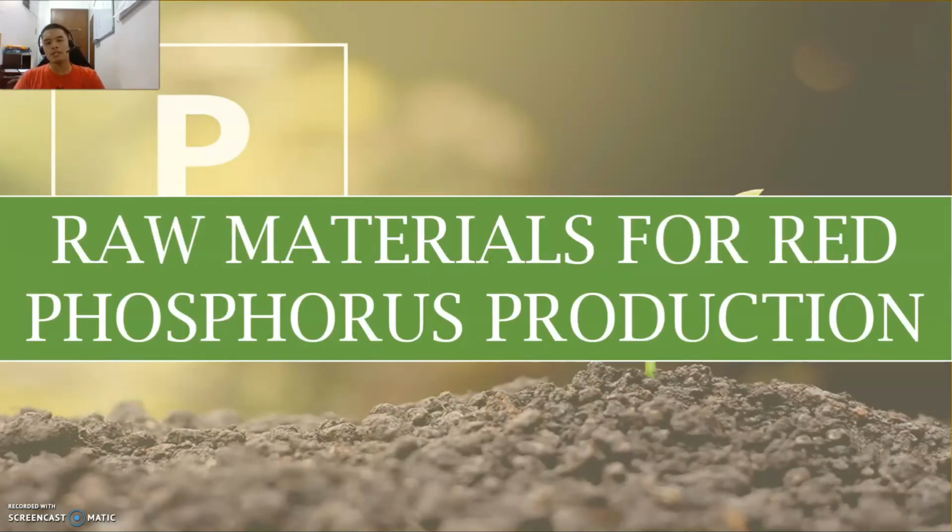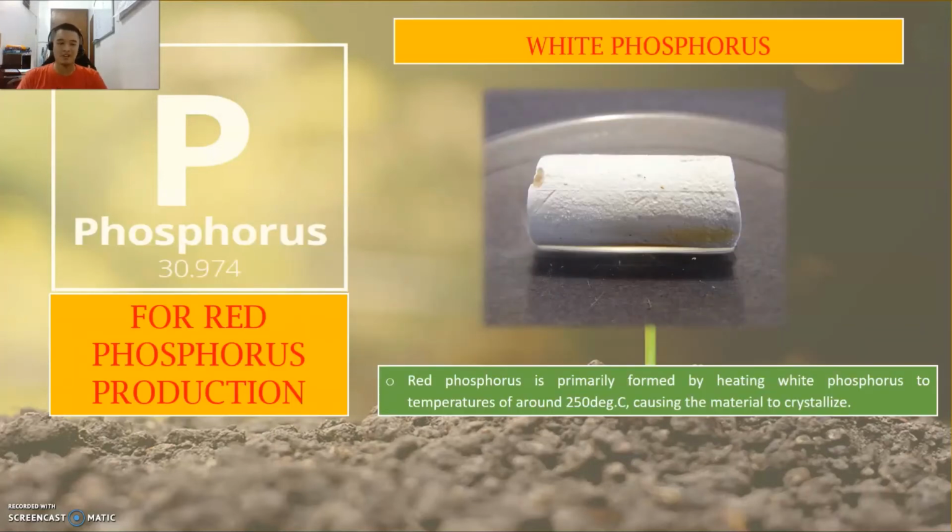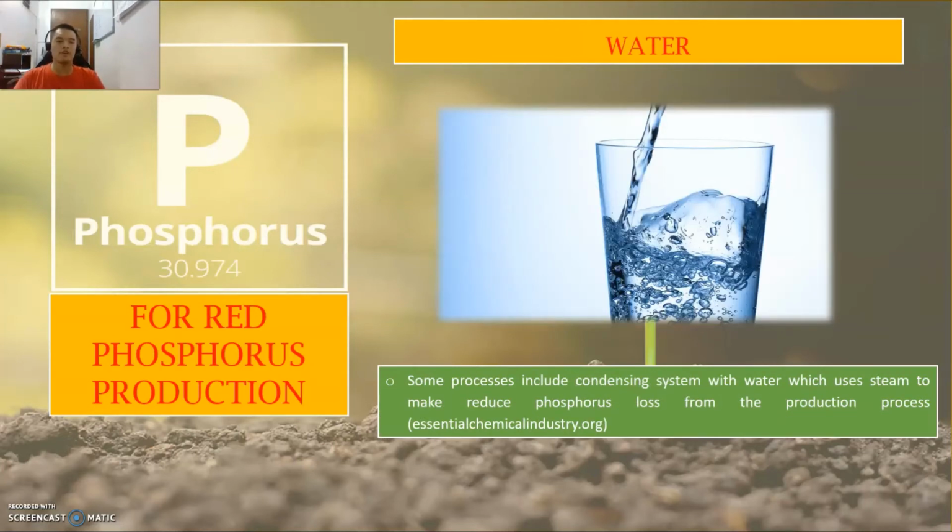Now for the raw materials used for red phosphorus production, which is white phosphorus. Because how does red phosphorus occur? It's only due to the heating of white phosphorus. Red phosphorus is primarily formed by heating white phosphorus to temperatures of around 250 degrees Celsius, causing the material to crystallize. And another ingredient for red phosphorus production is water. Some processes include a condensing system with water which uses steam to reduce phosphorus loss from the production process.